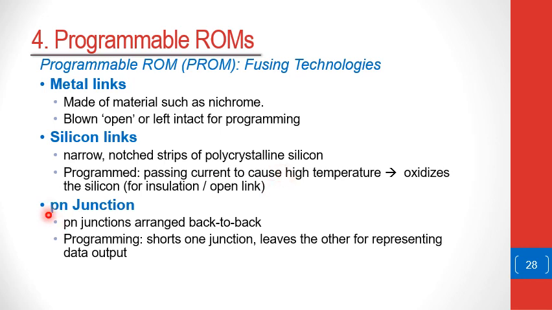A PN junction link is made up of 2 back-to-back PN junctions, and the programming involves shorting one of the junctions. One of the junctions is shorted and the other is left intact so that it can be used to read out the data.